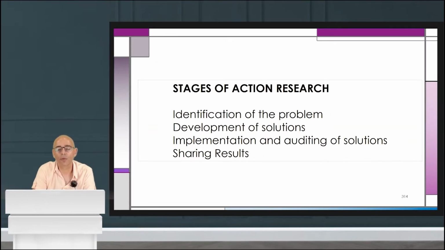The stages of action research are as such. It starts with the identification of the problem naturally, and it continues with the development of solutions for this problem. And in the third place, we see implementation and auditing of solutions, and at the end, sharing results. The first and the last stages are always the same. They do not change from method to method, from one type of research to another. They always start with the observation and the identification of the case or the problem, and the whole process always ends with the publication or sharing the results.